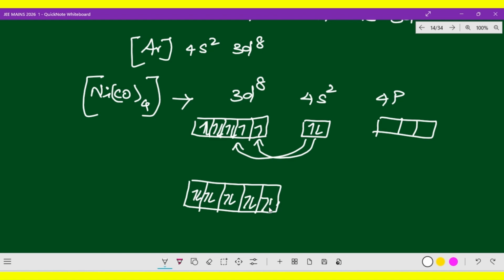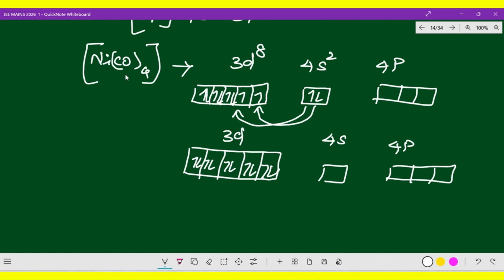Now the 10 electrons come into the 3d orbitals, and 4s and 4p are empty orbitals to take the ligands. How many ligands are there? Here 4, so 1, 2, 3, and 4. These 4 places are filled with the carbonyl ligands: CO, CO, CO, CO.